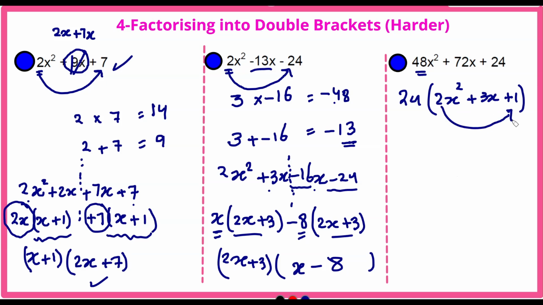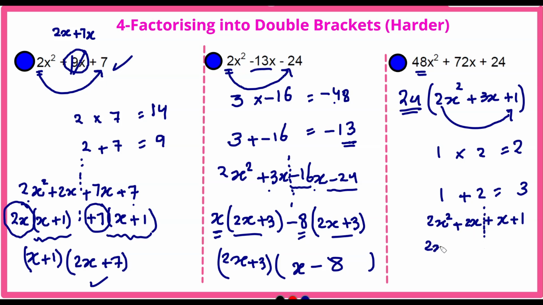2 times 1, which is 2, so that's my product. And the sum is still 3. So 1 times 2 and 1 add 2, isn't it? And then I rewrite, so I'm focusing only on this. What about the 24? Leave it for now. So we have 2x squared, add 2x, add x, add 1. Open bracket, sorry, split. The highest common factor here is 2x, bracket, you have x, add 1.